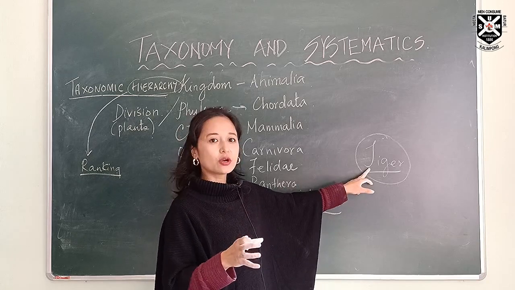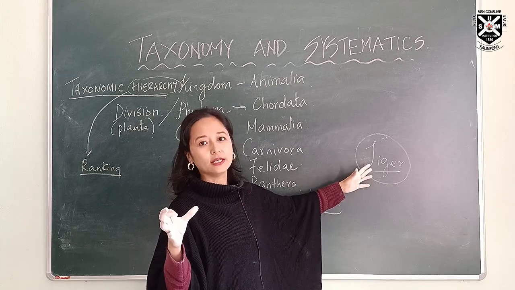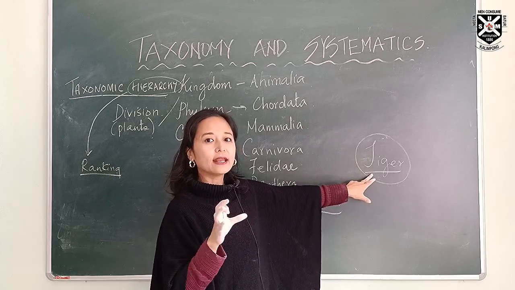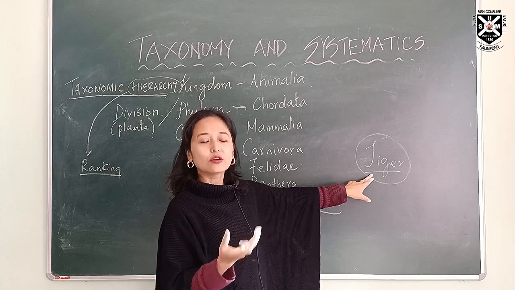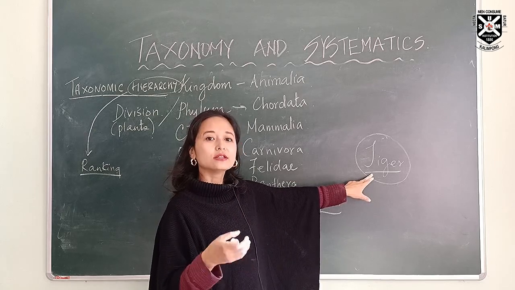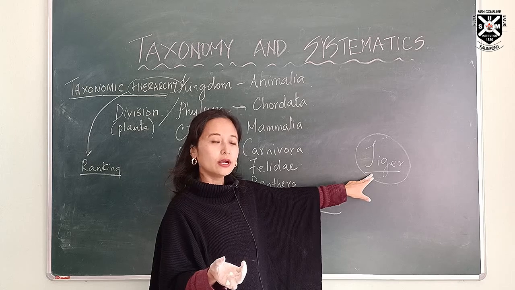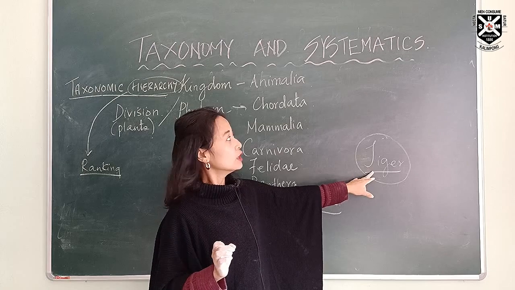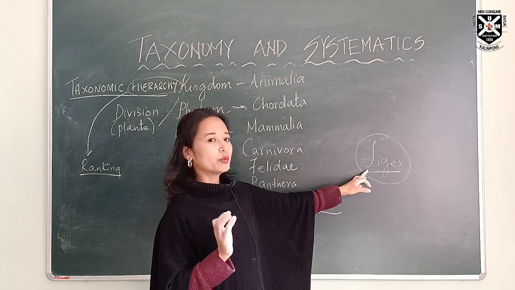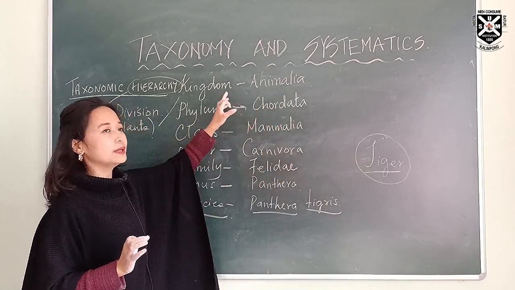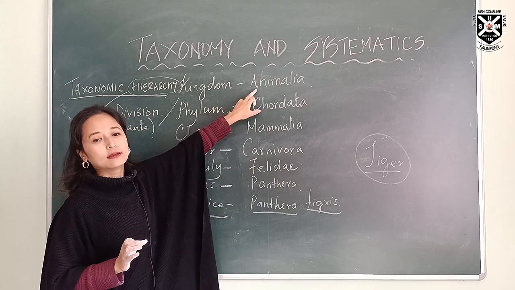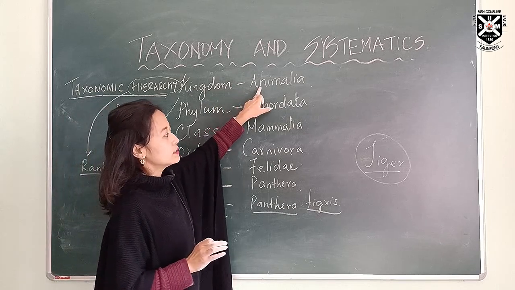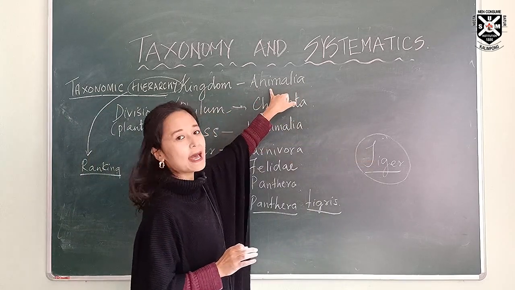We can group this organism into the broadest category by looking at its most general character. Its general character says that it's not a plant, it cannot photosynthesize, it does not have a cell wall. There are many characters which show that a tiger is an animal, not a plant. So the broadest category in which this organism can be grouped is kingdom Animalia.